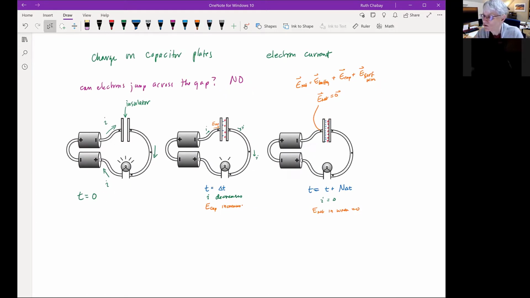Is it like it's storing the reverse of the battery's electric field? It certainly is storing something. It's storing charge, I'd say, and the result is that it produces an electric field that's equal and opposite to the field of the battery.